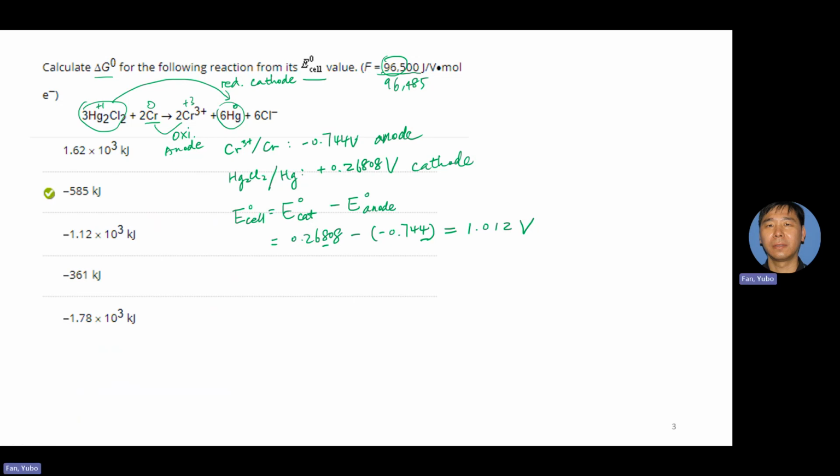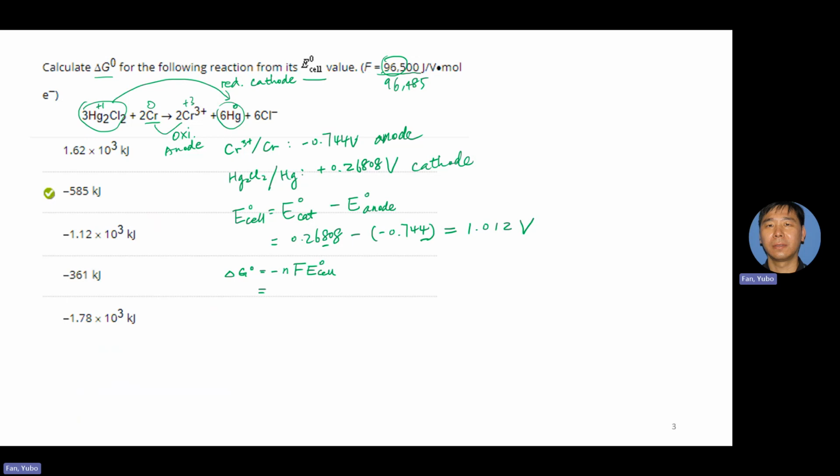Well, when we have it, we can calculate the equilibrium constant. We can calculate the free energy because we know the relationship between cell potential and free energy. We know delta G 0 equals negative nFE for the cell. So, number of electrons involved: chromium to chromium 3, there are 3 electrons involved. There are 2 chromium atoms, so it makes it 6. For mercury, there are 6 mercury atoms.